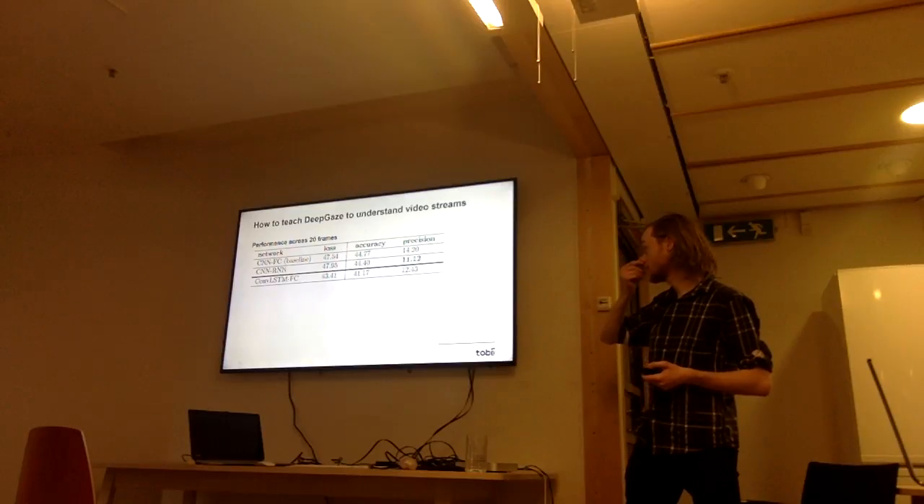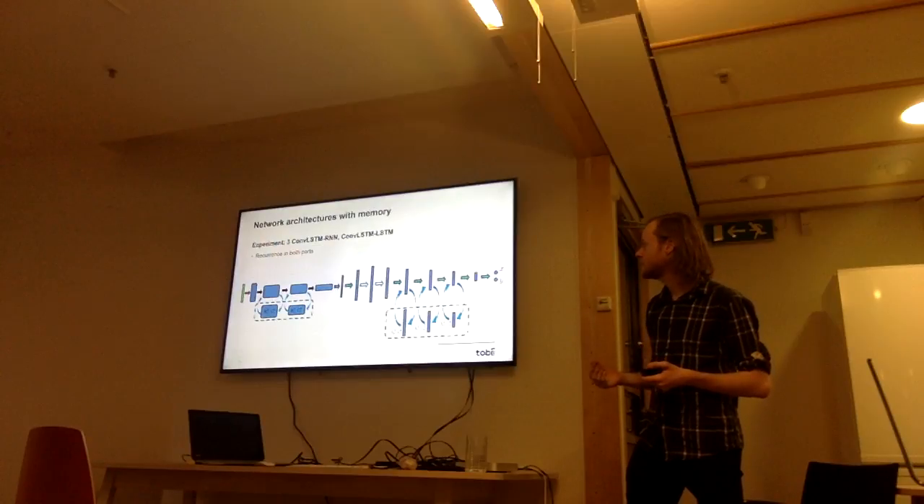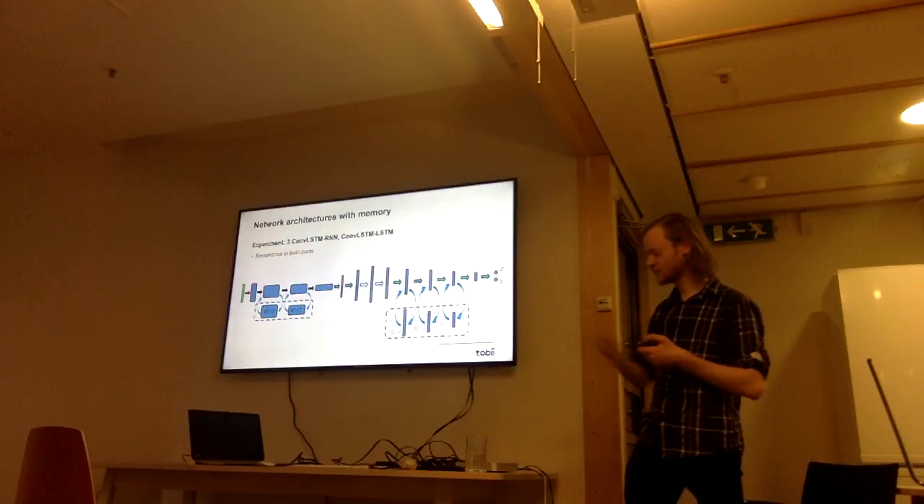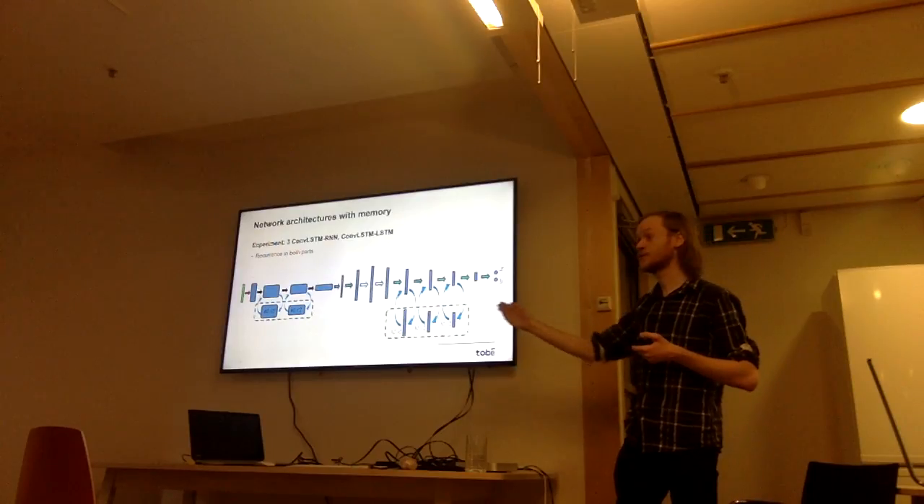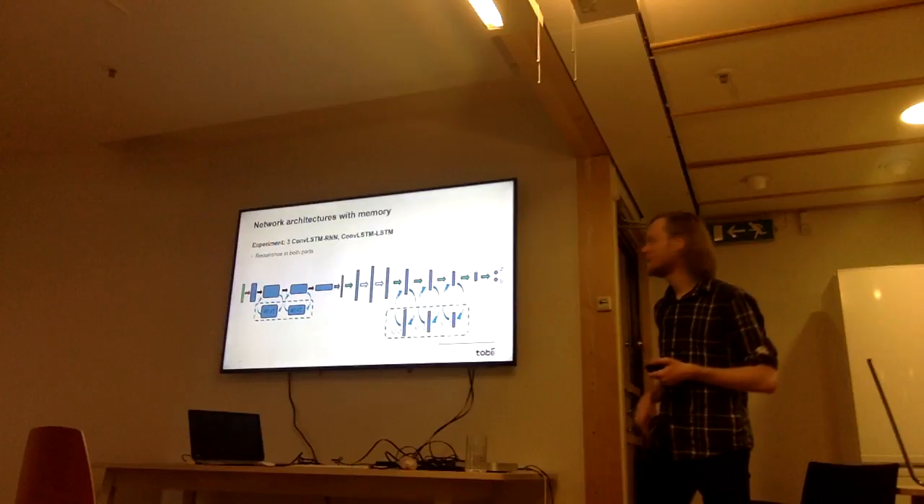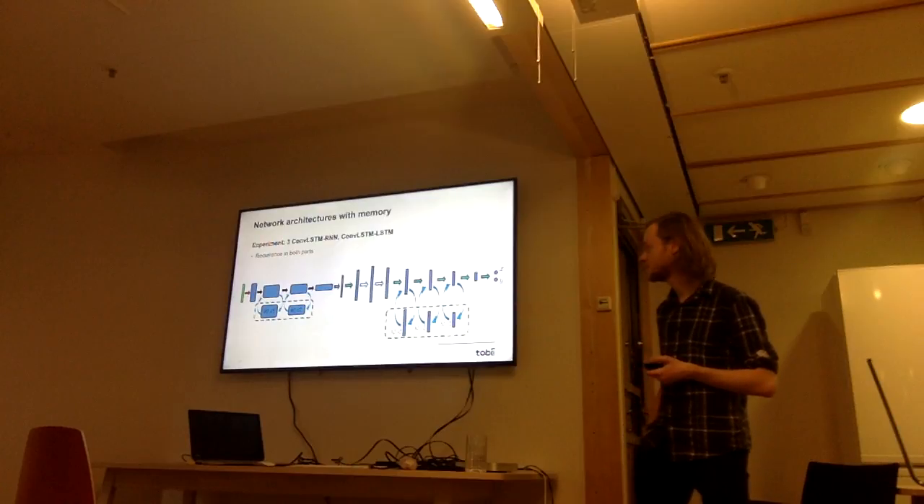I should mention the networks are trained on sequences of length 6, but they're tested on sequences of length 20. So they have to be able to generalize a little bit to have good scores on this data.